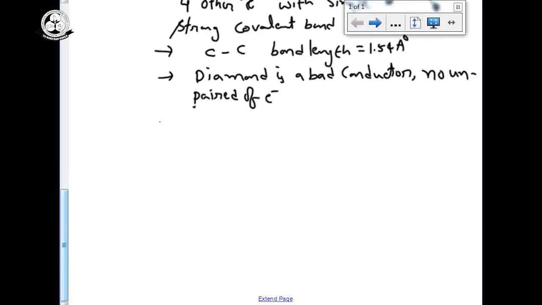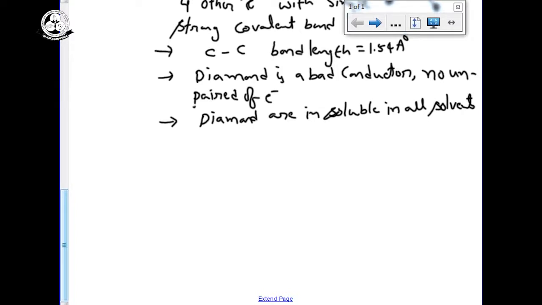Diamond is insoluble in all solvents. It is never soluble in any other solvents. So we know how precious diamond is.